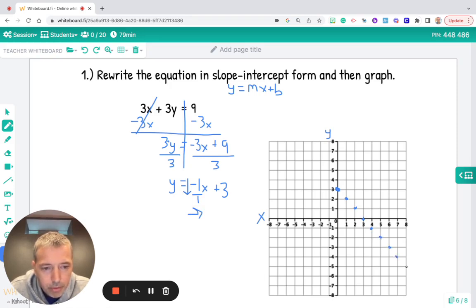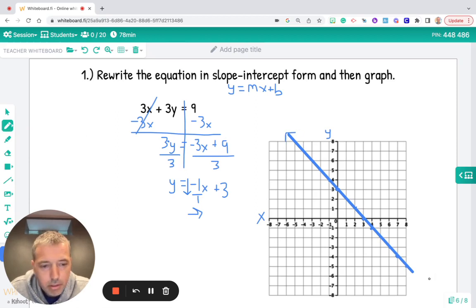Once I run out of room, I'm going to go back to where I started and do the opposite. Instead of going down 1, right 1, I'm going to go up 1 and left 1. And I'm going to do that until I run out of room going the other way. So I'm going to draw my line. My line's going to look something like that.